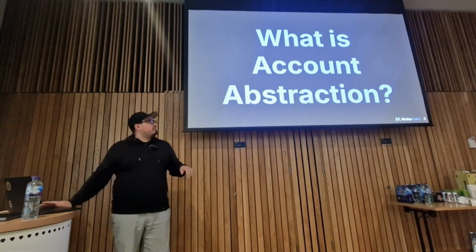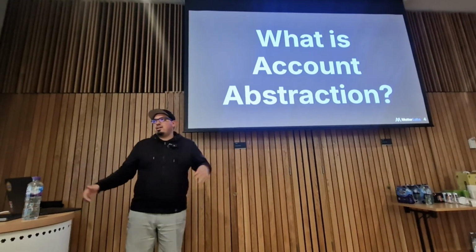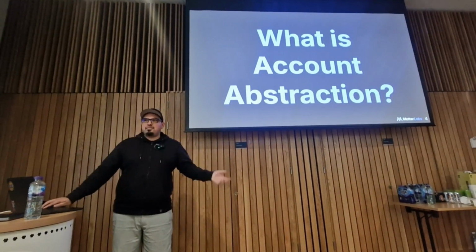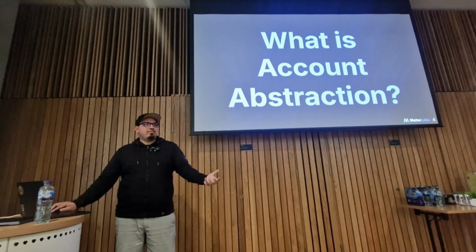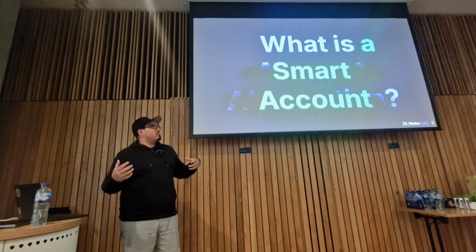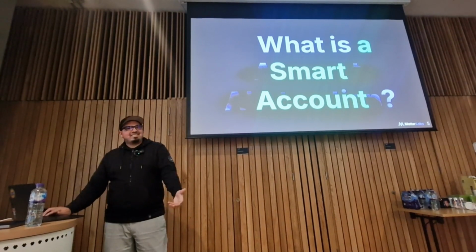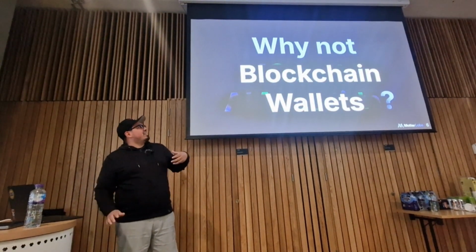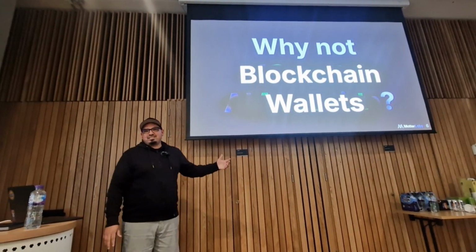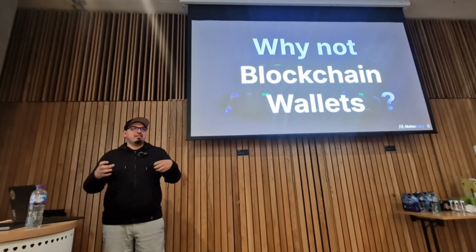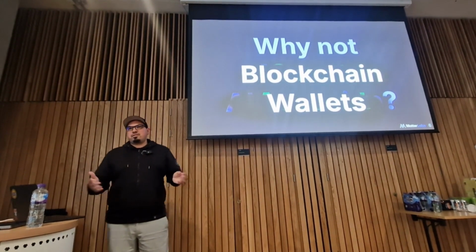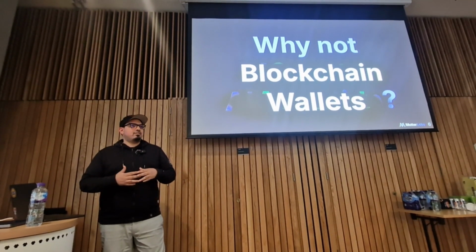So, starting off, what is account abstraction, right? But to be able to answer this, I need to give everyone some context, make sure you know what a smart account is. Now, to be able to give you context on that, I need to go a little further, like why not a blockchain wallet, right? And what do I mean by a blockchain wallet? If anyone's interacted with Ethereum or a blockchain, you have to start with a wallet.